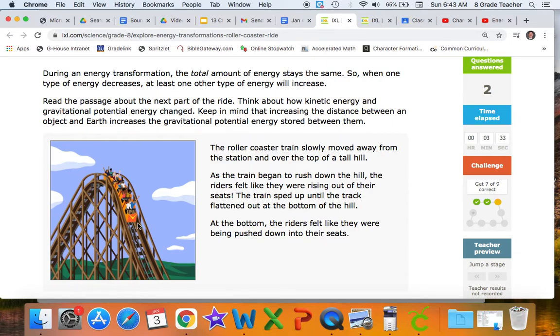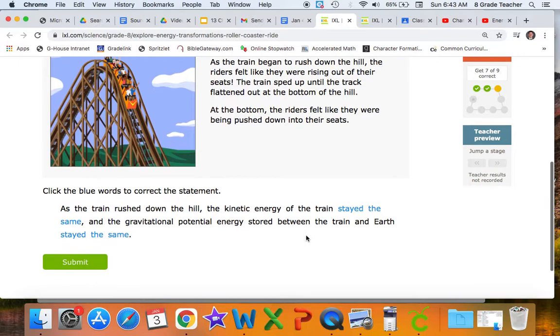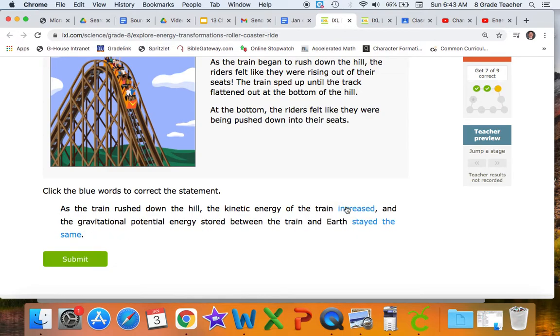As the train began to rush down the hill, the riders felt like they were rising out of their seats. The train sped up until the track flattened out at the bottom of the hill. At the bottom, the riders felt like they were being pushed down into their seats. Click the blue words to correct the statement. As the train rushed down the hill, the kinetic energy of the train stayed the same. Well, they're moving faster, so we would say that the kinetic energy increased.